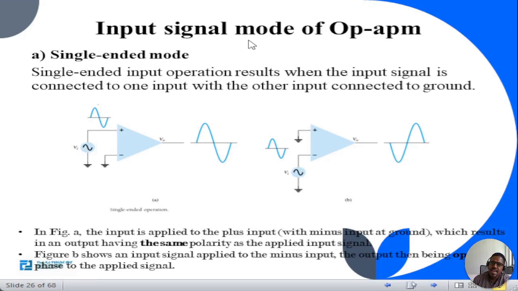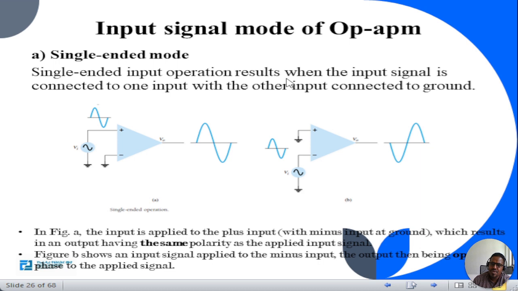Input signal mode of op-amps. How to connect the inputs to the op-amp. So it has different modes of inputs in the op-amp. The first one, single-ended mode.